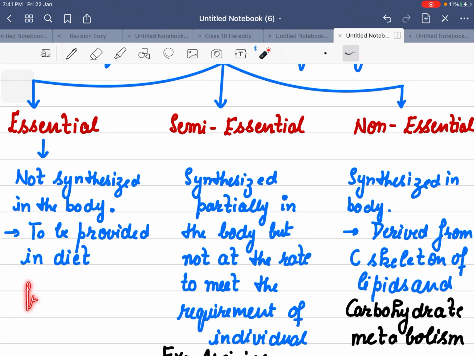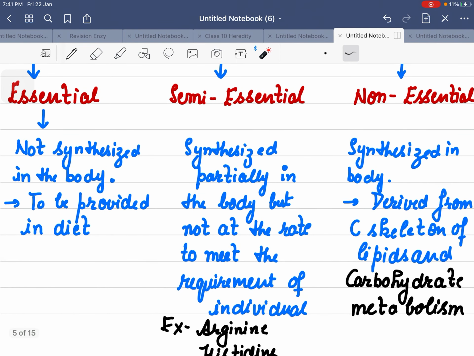That is why we eat proteins, and these proteins break down into amino acids. That is why we say that you should eat proteins. They are the building blocks of our life. Non-essential, not essential. They are synthesized. Our body can synthesize them either from the backbone of lipids or through carbohydrate metabolism activities. So they are not essential. You don't need them through the diet.